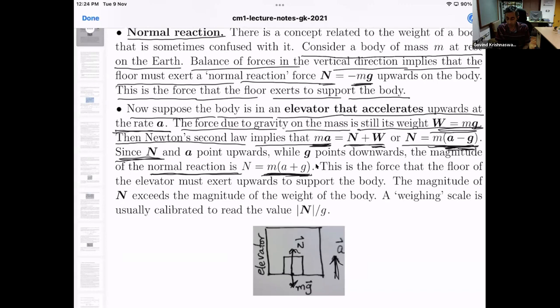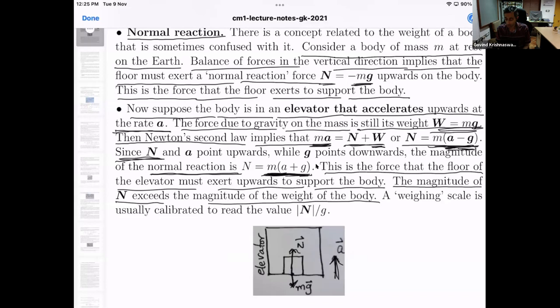It is more by an amount equal to m times a, where a is the upward acceleration of the elevator. Now this N is the force that the floor of the elevator must exert upwards to support the body. If it doesn't exert that force, the body will break the floor. Now we have just observed that the magnitude of N exceeds the magnitude of the weight of the body by an amount equal to m times a.